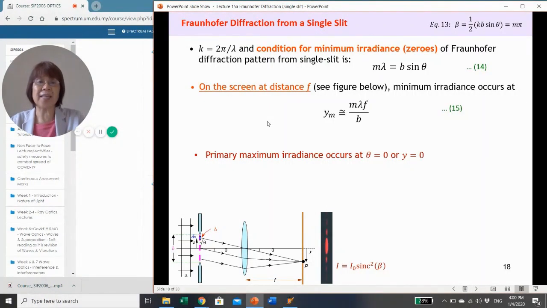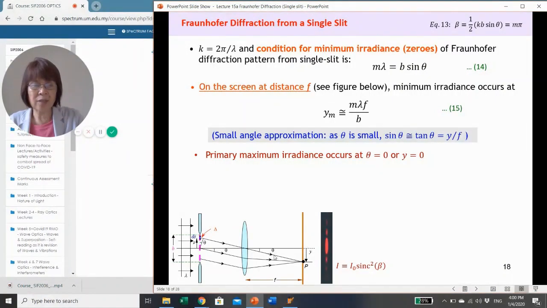And on the screen, which is at a distance f away, as you can see from here, we're using the small angle approximation. This angle is small, so the sine of this angle will be approximated to the tangent, which equals y, the lateral displacement, divided by f. Therefore, we have m lambda equals b y over f, or y equals m lambda f over b. Now, m is the mth order of the minimum irradiance, the zeros from the center.